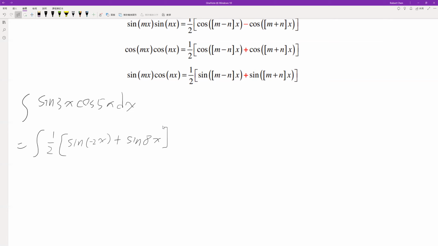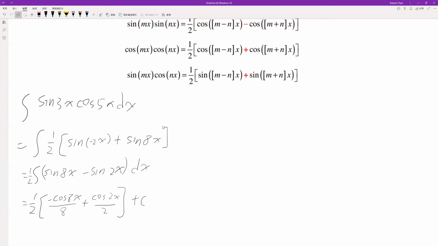Right? Looks good. All right, and sine is actually an odd function, right? So I can bring out the negative sign. So put 1/2 out here. So we have sine 8x minus sine 2x dx. All right, and just integrate each one of them separately. That'll be negative cosine 8x over 8 plus cosine 2x over 2 plus c. All right, and that's it.